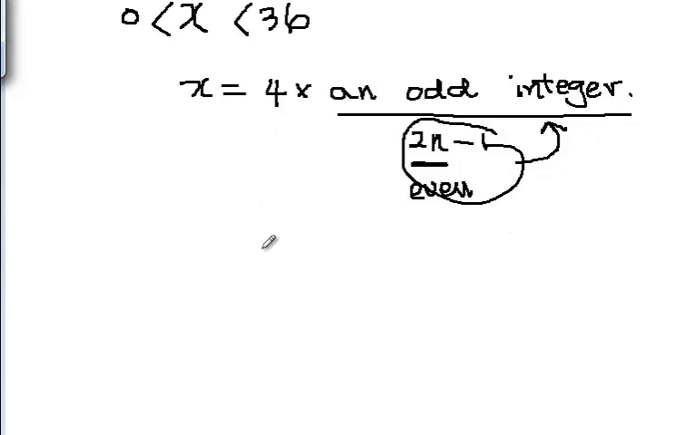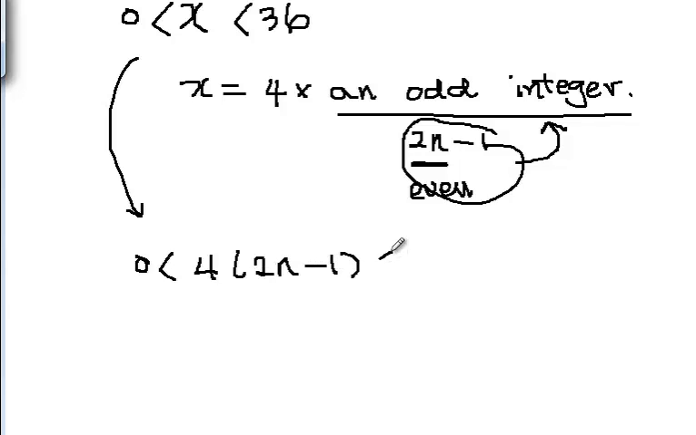Alright, so let me put it this way. This is going to be x. I can put 4 times, because x equals that number. So 4 times (2n minus 1), and that must be less than 36. And I'm looking for how many positive integers satisfy that condition, right? So now I'm going to look for how many integers are there for this n to satisfy these inequalities.